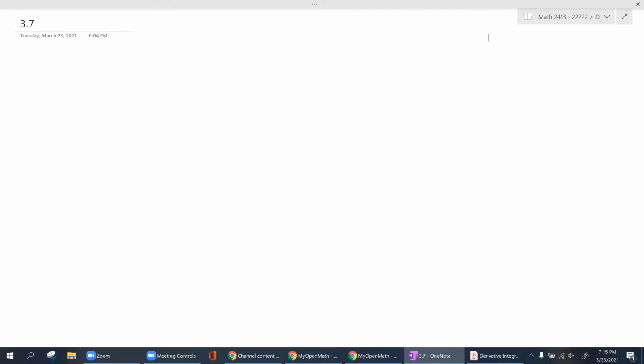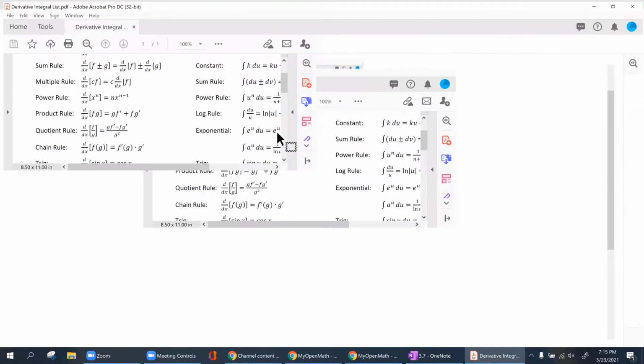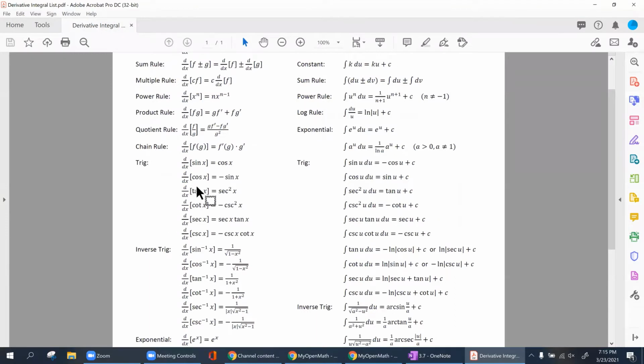Let's say I want you to find the derivative of inverse tangent of 3x to the 4th. If we look at inverse tangent, the derivative of inverse tangent is 1 over 1 plus x squared, or in other words, 1 over 1 plus whatever is on the inside squared, times the derivative of the inside.